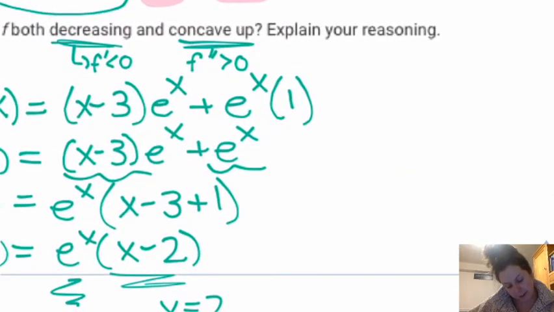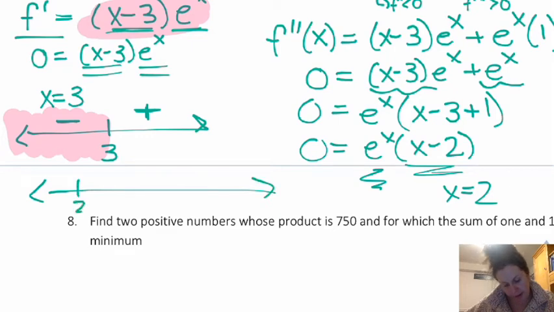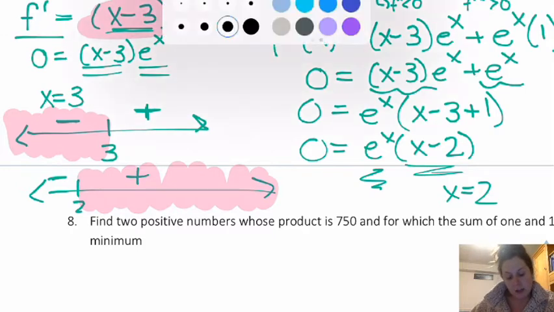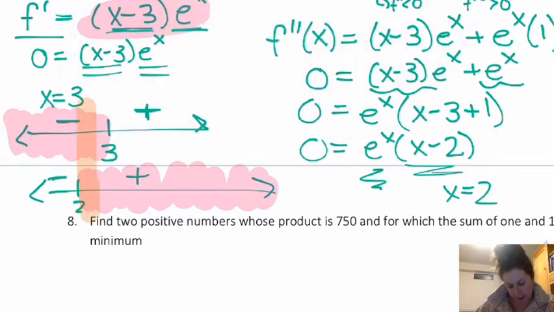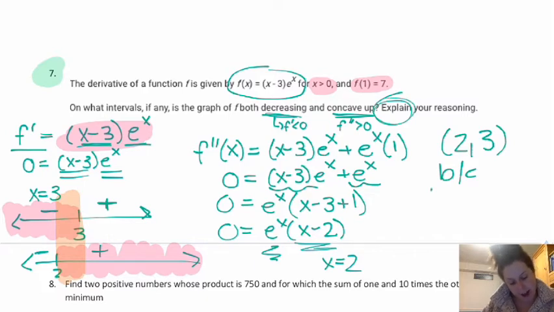So my sign analysis for this, and I'm going to do it over here. So 2 is my critical value. If I plug in a number bigger than 2, this will come out positive, and less than 2, it will come out negative. So I'm looking at this being where this is concave up. So let's look at the overlap. We've got this interval from 2 to 3 where my function is both decreasing and concave up. So here what I would say is it's the interval from 2 to 3 because, and notice it said explain, f prime is negative and f double prime is positive.